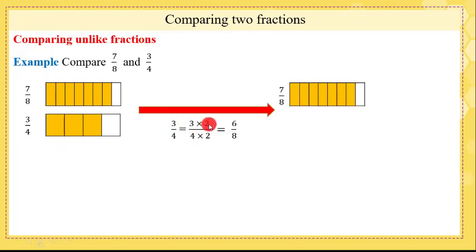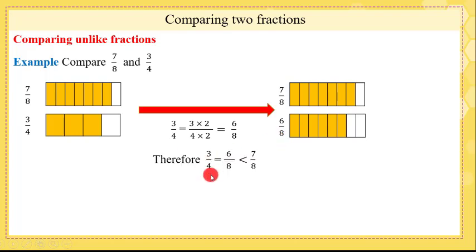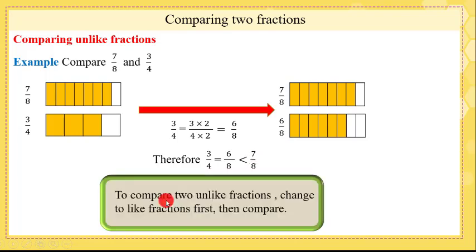We can multiply the numerator and denominator by 2. 3 times 2 is equal to 6, and 4 times 2 is equal to 8. That is, we transformed it into another rectangle of the same size but with 8 columns. Now 7 over 8 and 6 over 8 are like fractions. They share the same denominator, which is 8. Therefore, 3 over 4, which is equal to 6 over 8, is less than 7 over 8. To compare two unlike fractions, change to like fractions first, then compare.